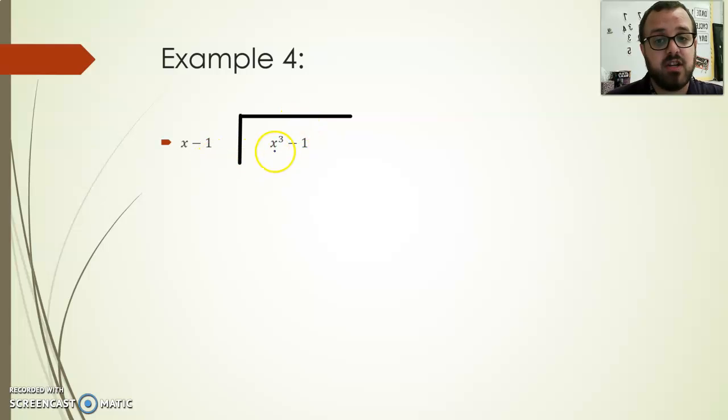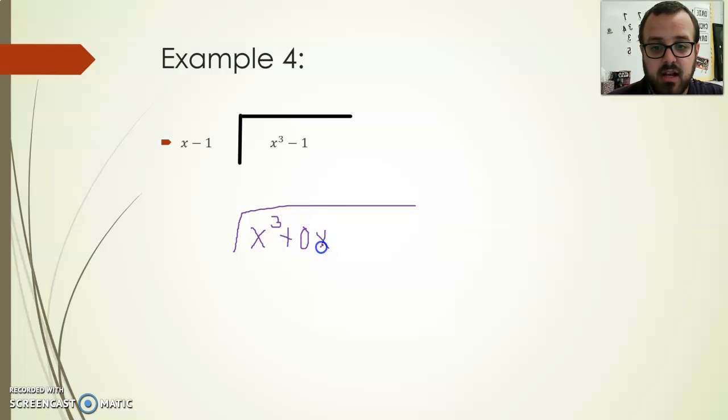Sometimes when we go to do long division, we're going to be missing some pieces. So for this one, when I go to divide this, you'll notice I'm missing an x squared and an x term. I'm going to fill those in with zeros, okay? So you have to remember to fill those in with zeros. You need a placeholder for those. And then you can go ahead and do your long division like normal.